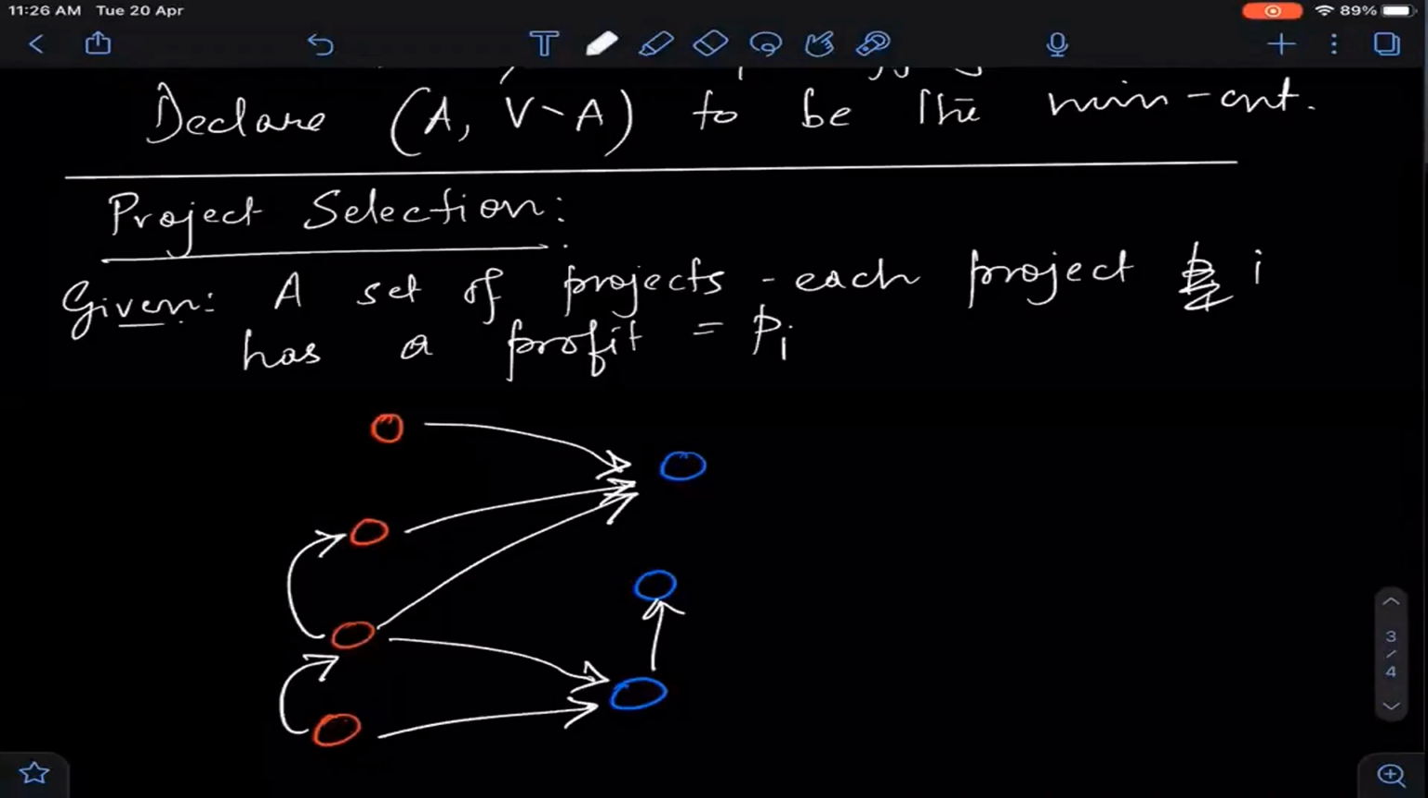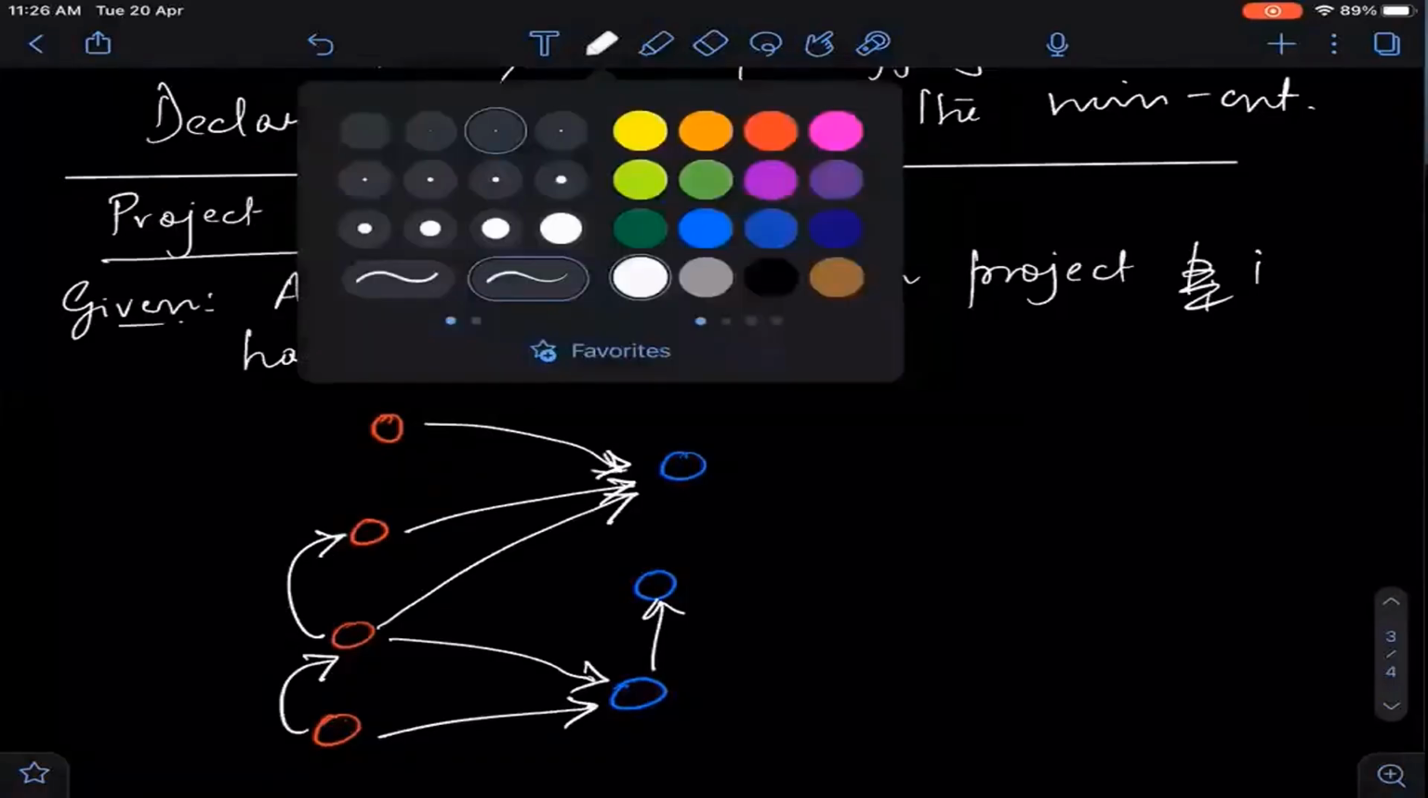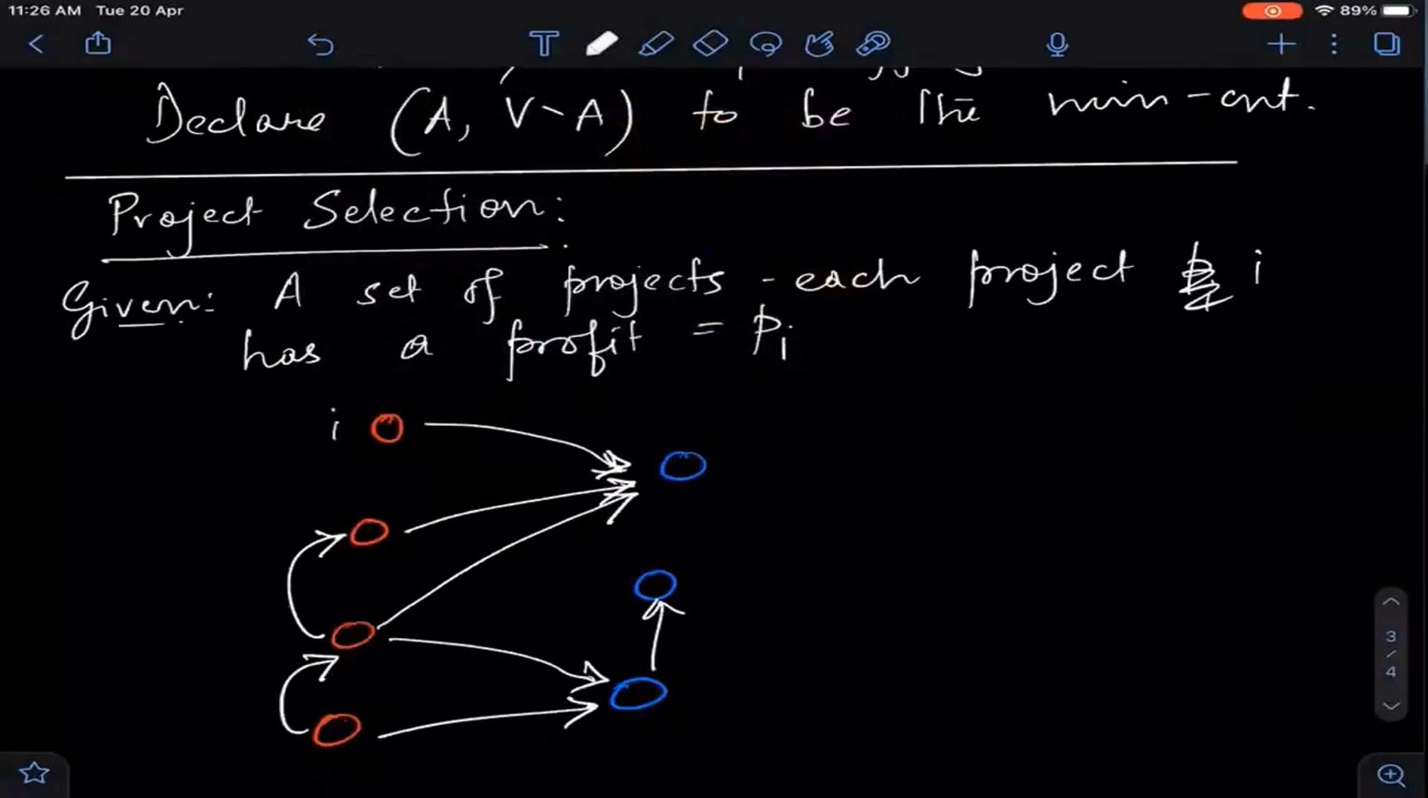Okay, so suppose this graph represents these precedence constraints. Let me explain the semantics of this graph. What these arrows mean is the following: suppose this is project I and this is project J. The edge ij represents that there is a dependency of project I on project J, which means that if you want to finish project I, then you have to necessarily finish project J. You cannot finish project I without finishing project J.